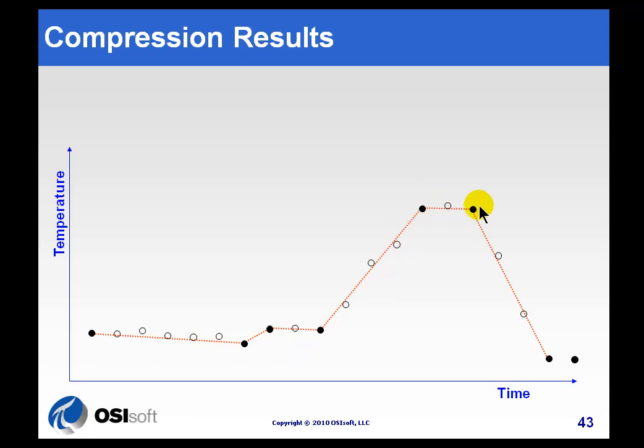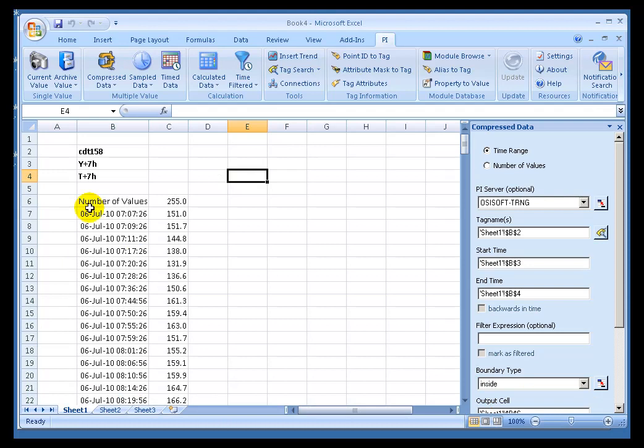And what we're doing is we're storing the peaks and the valleys, as you see here. So when we talk about compressed data, these are the values we're talking about, the values that represent the peaks and the valleys of your data so that we can reproduce this accurately. So that's what we mean when we say compressed data here.